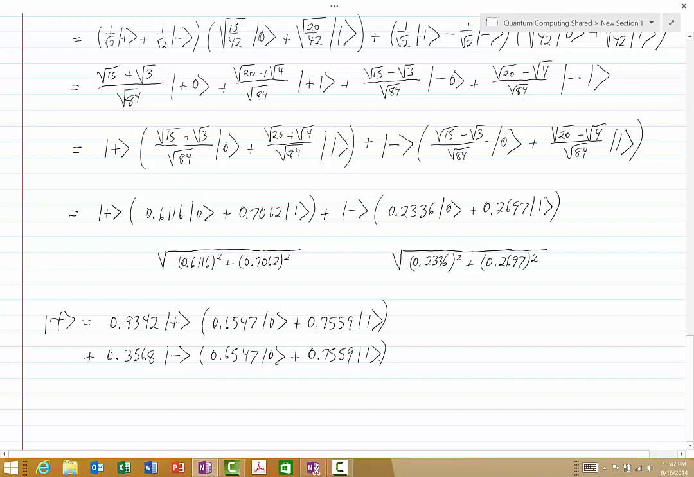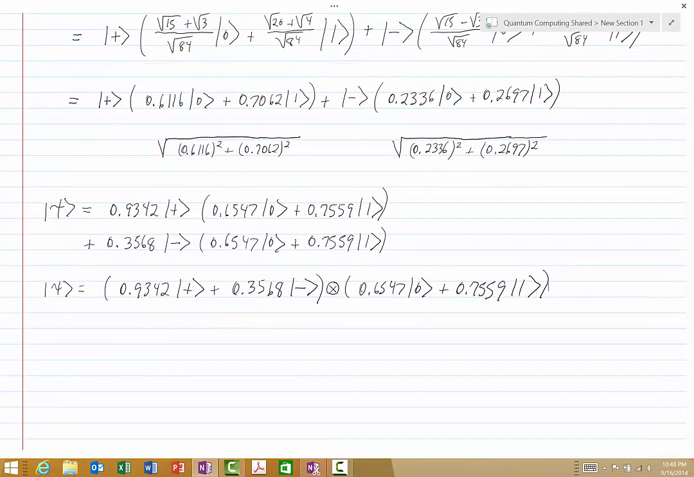And we notice, sure enough, that just as before, the parenthetical expression representing this second qubit is exactly the same for both cases, which means that this C, let's go ahead and make the observation, we could write this as 0.9342 plus 0.3568 minus, and then if we wish we can put our X in there, 0.6547 plus 0.7559.